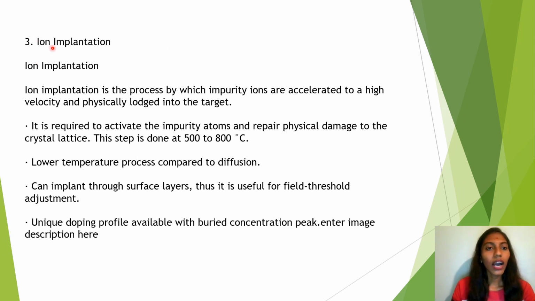The third step is ion implantation. Ion implantation is a process by which impurity ions are accelerated to high velocity and physically lodged into the target. An anneal is required to activate the impurity atoms and repair physical damage to the crystal lattice. This step is done at 500 to 800 degrees Celsius. It is a lower temperature process compared to diffusion and can implant through surface layers. Thus, it is very useful for field threshold adjustment, and a unique doping profile is available with a buried concentration peak.